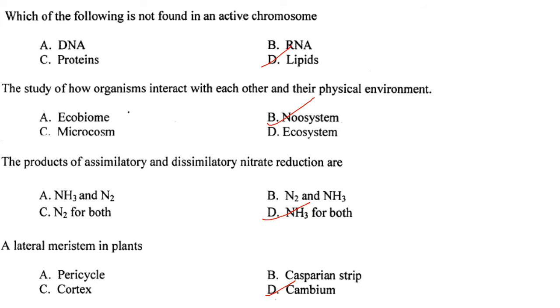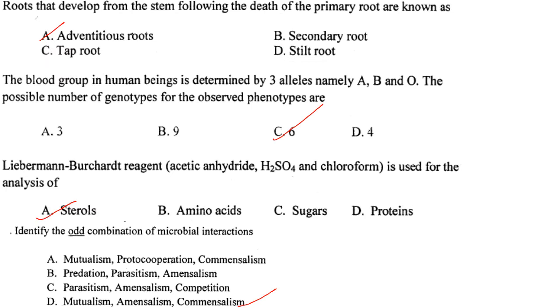Lateral meristem in plant. Now this is a repeated question. It is called the cambium. Answer is option D. Then next one. Roots that develop from the stem following the death of primary root are known as. This is also a repeated question. It's known as adventitious root.